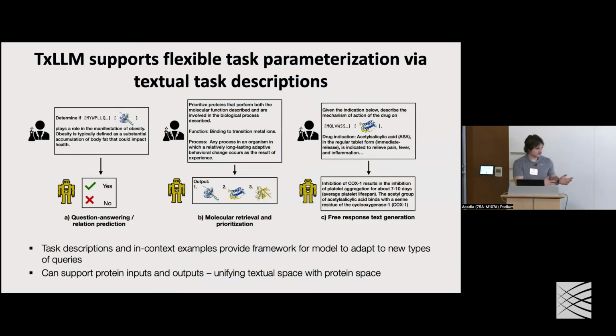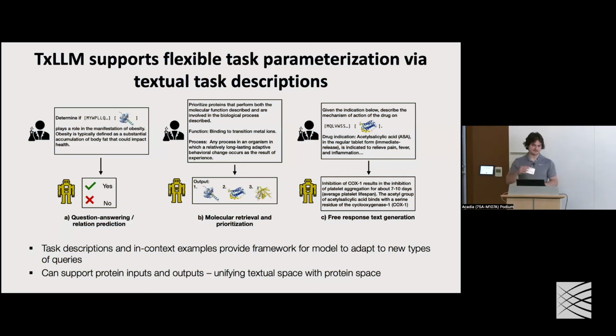Some examples of inputs we actually train our model on: the first is question answering or relation prediction. The idea here is you give your model a protein sequence or structure, and then you give it a phenotype description. You ask, are these related, yes or no? And then in natural language, we output yes or no, telling you whether these are related or not. For example, you might say, here's a protein, here's a description of obesity, is this related to obesity? And then we say yes or no.